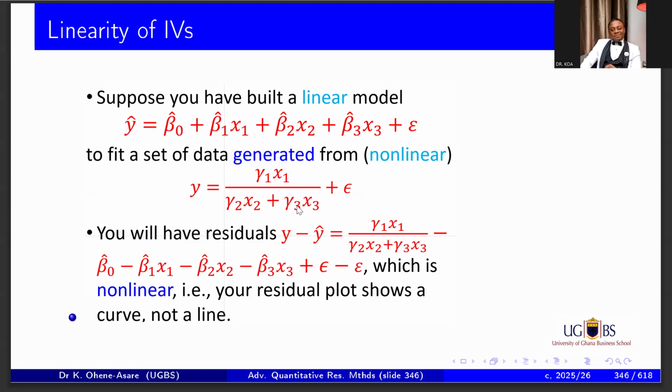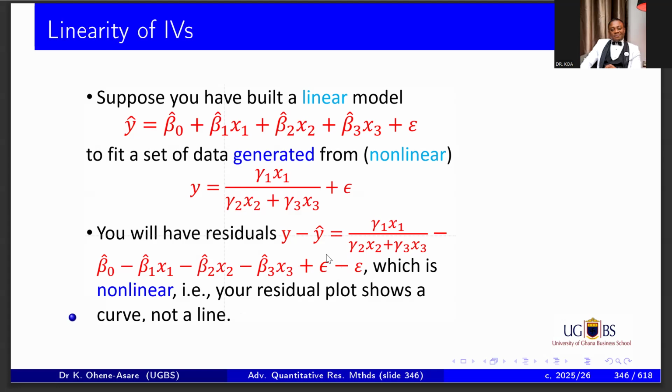But then, this is the fitted model. This is the one you fit. But this is the model you built. The one above is what you built, and the one below is what you fitted. So what you fitted, you can see that it's fractional, and therefore it's non-linear. So let's calculate the residuals from the second one. Okay, when you calculate the residuals, you're going to get something like that, which is still non-linear. So the residual plot will show a curve, non-linear. It will not show a line, which is linear.